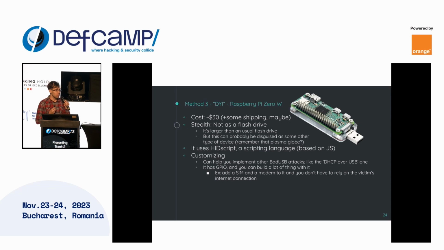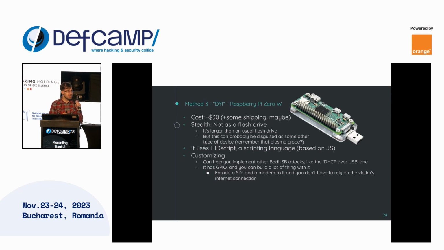Now, stealth. It's not as stealthy as the rubber ducky, and no one in their right mind would confuse this for a legitimate USB flash drive, but you might make it look like something else. A USB card reader might work because it's bulkier. And also, remember the plasma globe. You can hide it in larger stuff. Now, instead of DuckyScript, this one uses a completely different language, which is HID script. That one was built using JavaScript, and it was made to make stuff like this easier.